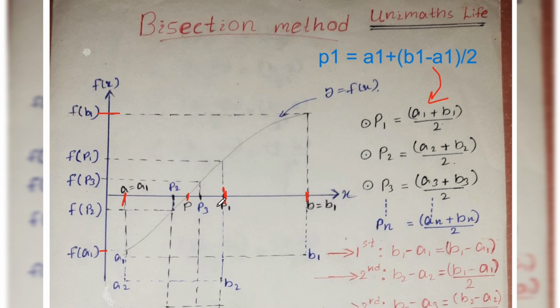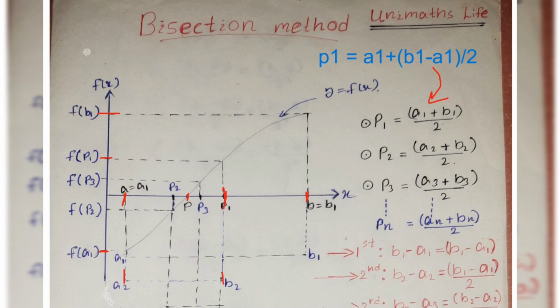Next we have to check the sign of f(p1). It is a positive sign, and we have a negative sign for f(a1). Therefore we can say that our root is between a1 and p1. This is our new interval. Also it is our second iteration. Here I have taken a1 equal to a2 and p1 equal to b2. Also I can get a relationship between the second iteration and the first iteration. So I can write b2 minus a2 is equal to half of b1 minus a1. This distance is half of this whole distance.